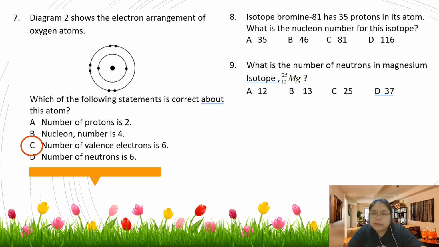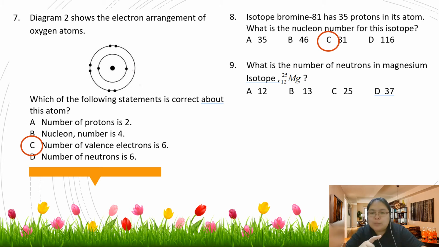Isotope bromine 81 has 35 protons in the atom. So what is the nucleon number of this isotope? Sorry, this question asked about isotope bromine 81, which has 35 protons in the atom. What is the nucleon number? The nucleon number is the first one, that's the 81, the big number. 35 is the proton number. So from here your answer is 81.